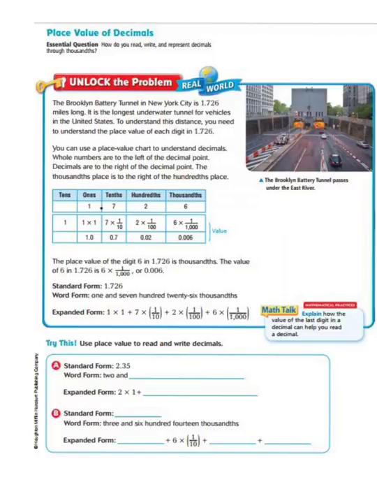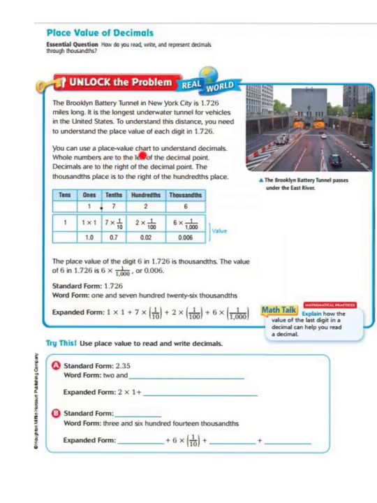Let's begin by taking a look at our essential question. How do you read, write, and represent decimals through thousandths? Well, let's take a look at our Unlock the Problem. The Brooklyn Battery Tunnel in New York City is 1 and 726 thousandths miles long. It is the longest underwater tunnel for vehicles in the United States. To understand this distance, you need to understand the place value of each digit in 1.726.